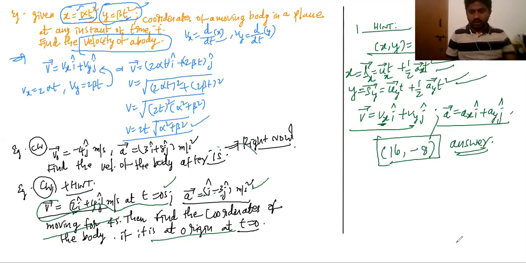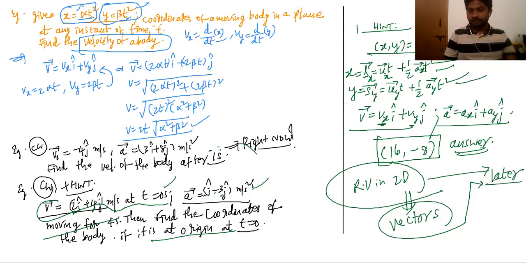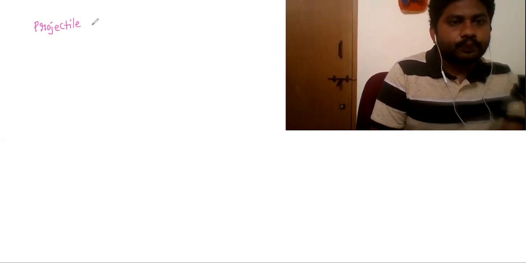Now we'll move on to the next topic. I told you before, relative velocity in two dimensions we need to learn, but you must be perfect at the vectors concept. So we will be learning relative velocity in two dimensions in later concepts of this chapter. Now, there is a topic called projectile motion.